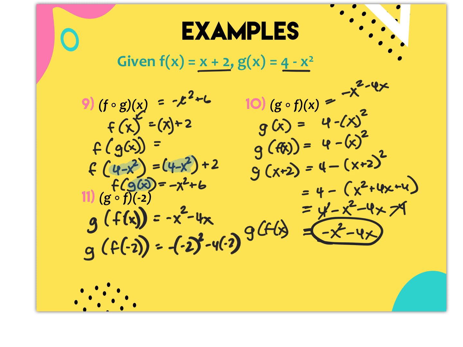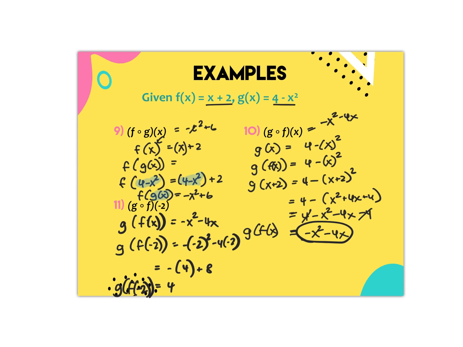And so I know that's going to equal the opposite of negative 2 squared plus 8. So it's going to be 4. So I know my answer, g of f of negative 2, is going to be 4.